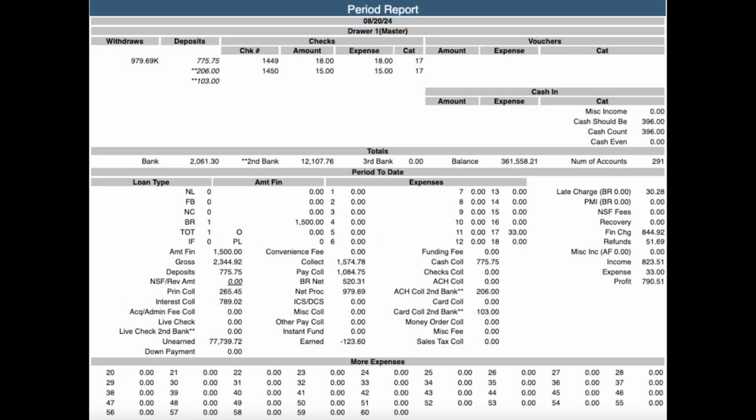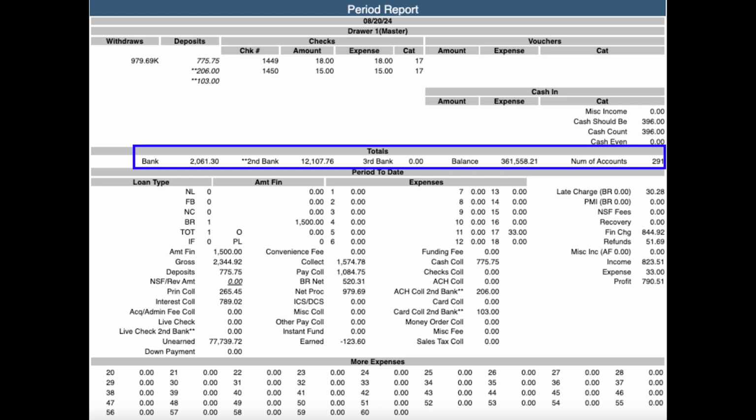The period report contains the following sections. Date of period report. Close of business day creates the period report for that date. Drawer assignment: master is always drawer 1, which is used by all employees unless the multi-drawer system is utilized.